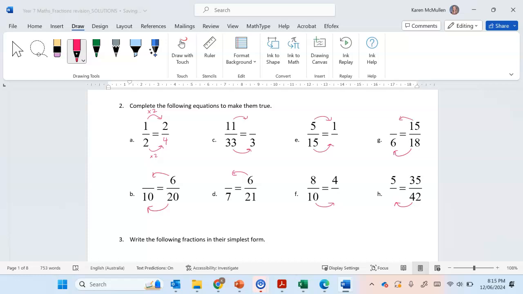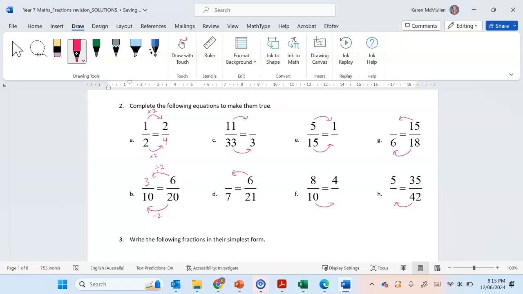Let's have a look at question B. This time I'm going from 20 to 10, so I'm going smaller. So I divide by 2. 20 divided by 2 gives me 10, and then I do the same to the top. So 6 divided by 2 is 3. So 6 over 20 is the same as 3/10.